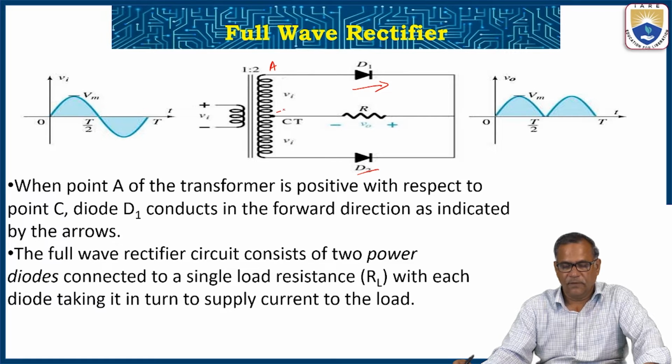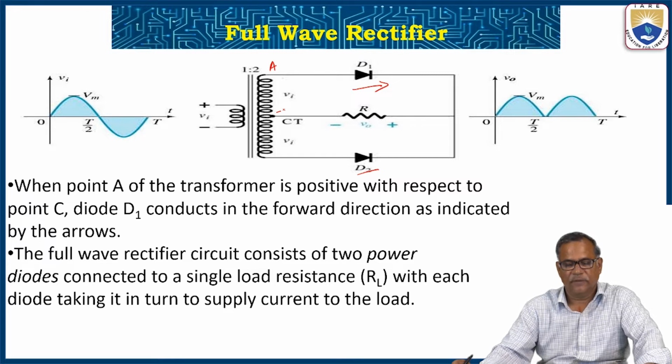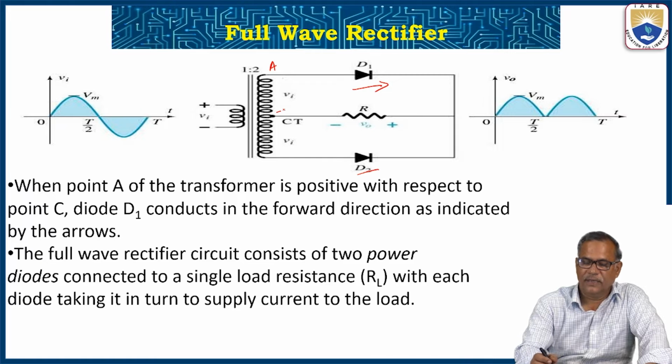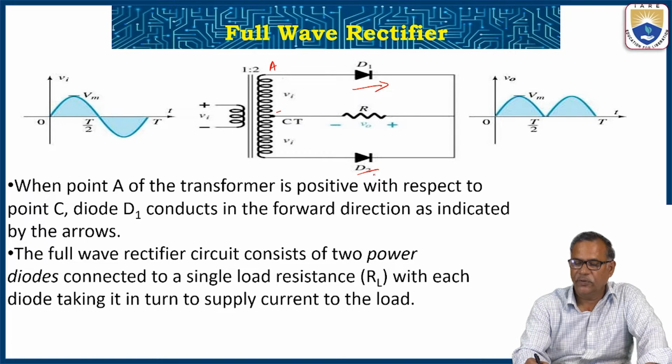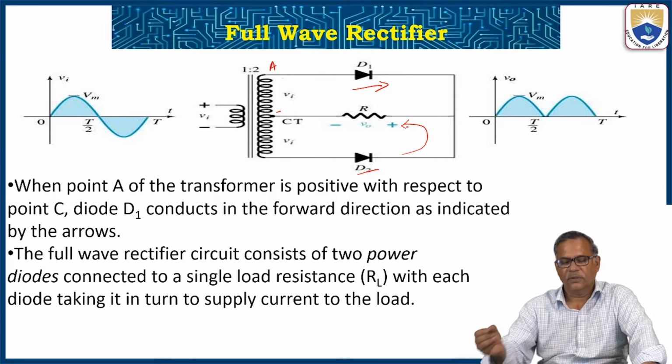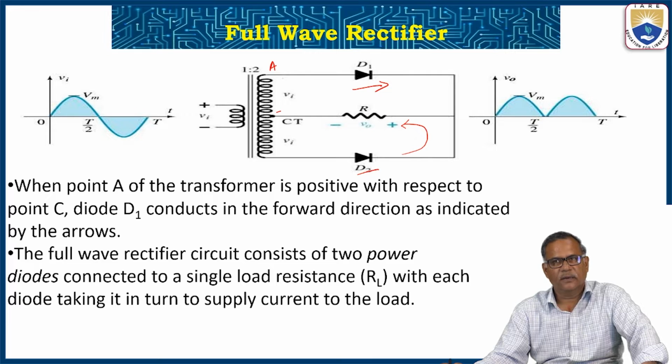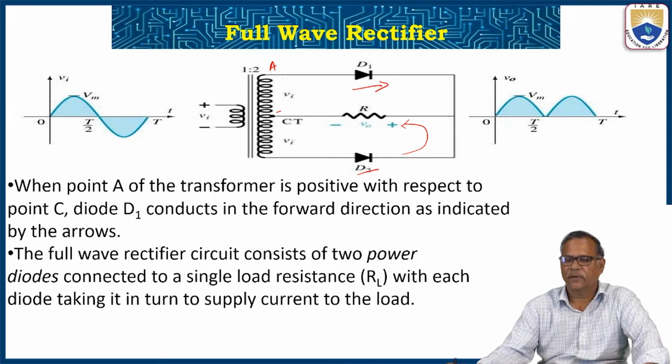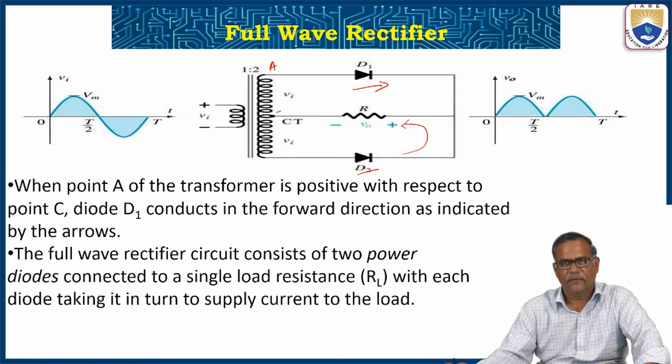The full wave rectifier consists of two power diodes connected to a single load resistance, with each diode in turn taking the supply current to the load. During the second half of the cycle, the diode D2 conducts and the current flows in this direction. In both cases, the direction of current through the load resistor is the same, so we get a full rectified wave.